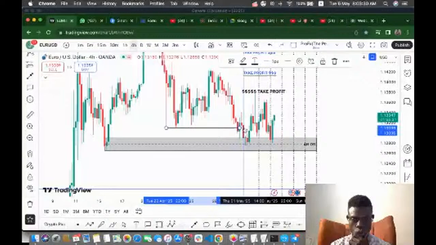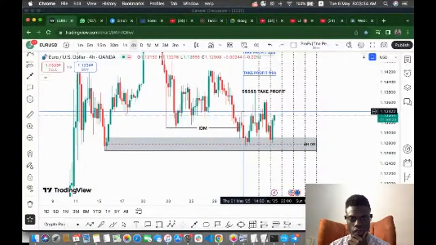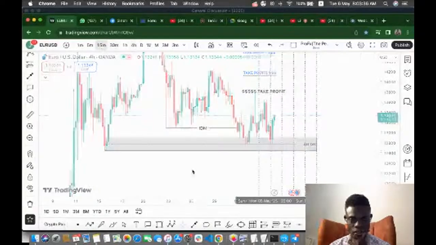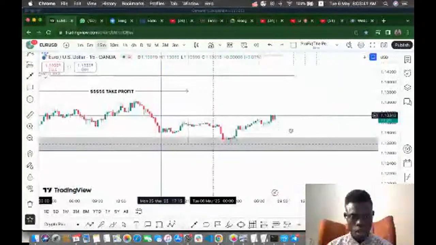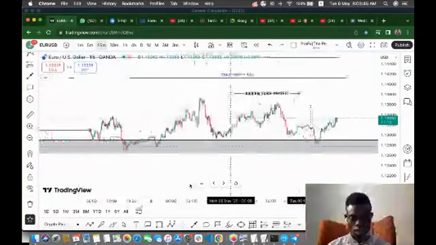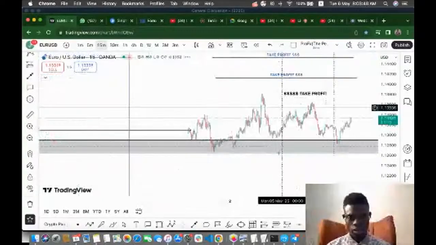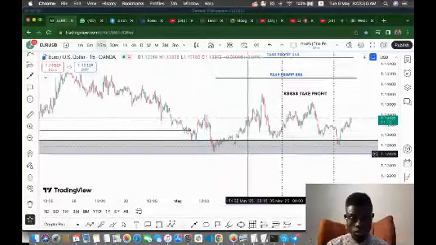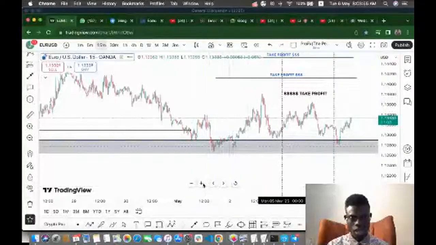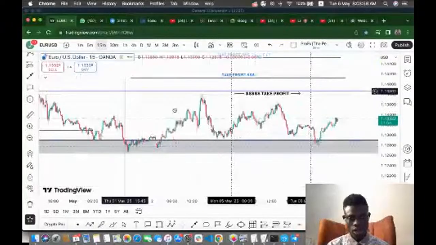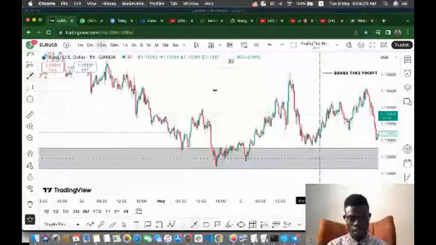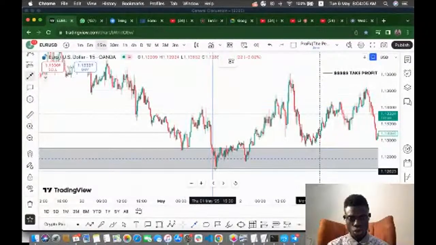Price started here, came here to the 4 hours. There was a change of character on the 15 minutes. Similar pattern, change of character on the 15 minutes, that started last week. When did it start? It started here. Look at it carefully. Until this high was taken out, we are still in the bearish structure. So where's the character change? Very clear: lower high, lower low.